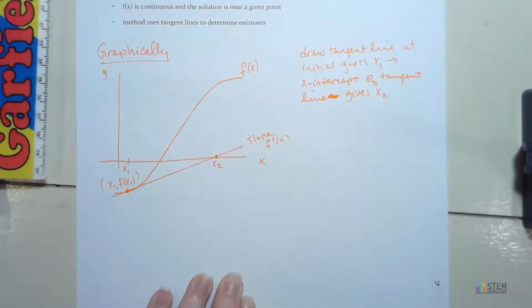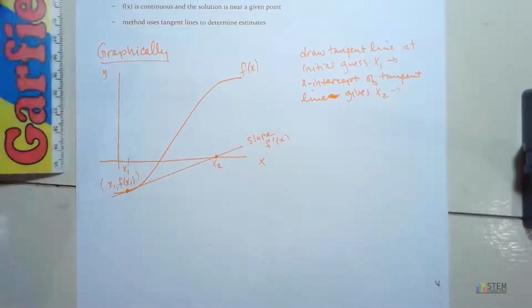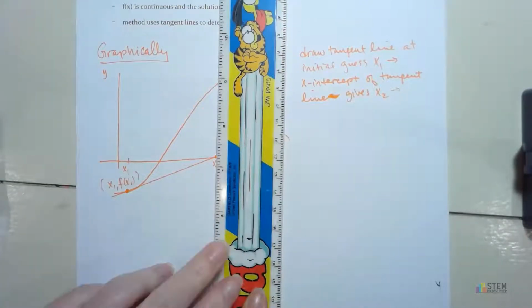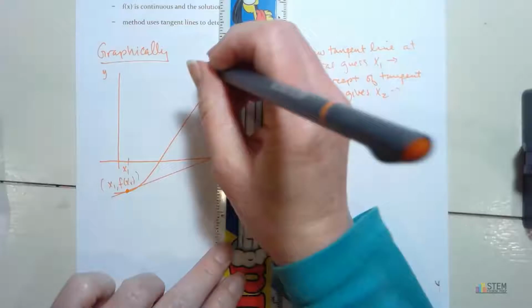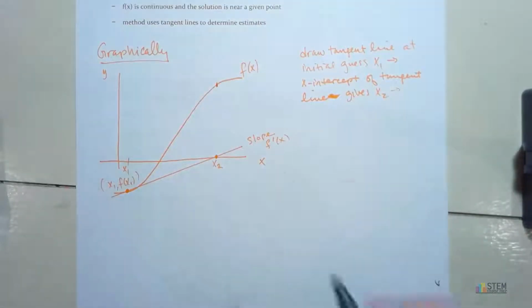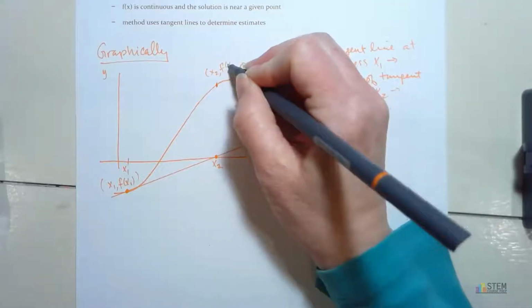Now we're going to continue on with this same process. So I'm going to go up and find my point on the function at x2. Now I've got this. This point here is x2 and then f of x2.